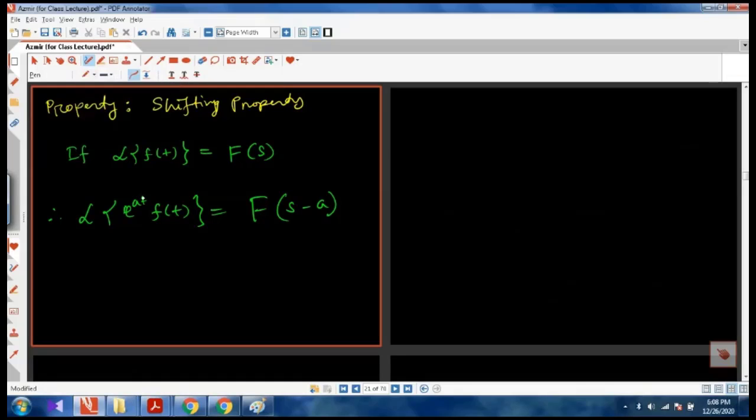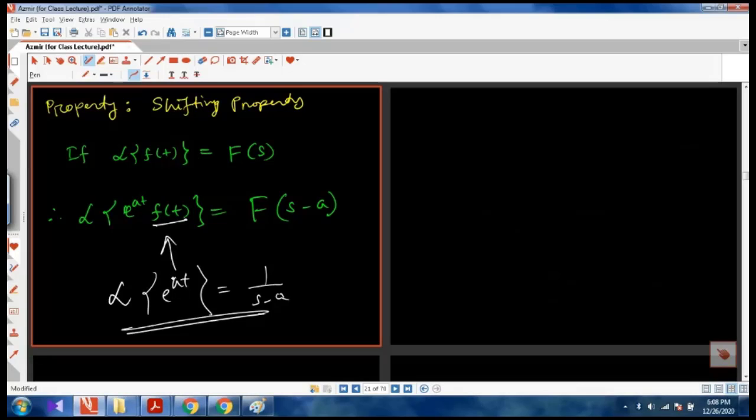So please don't be confused with this formula. Suppose we have Laplace transformation of e power at. We know it is 1 by s minus a. Still, the same thing can be regenerated this way: e power at times f of t, times 1. So f of t is here 1. So we can also think about it like that. But don't be confused with the formula here. Actually, this is the property and e power at f of t is the formula.